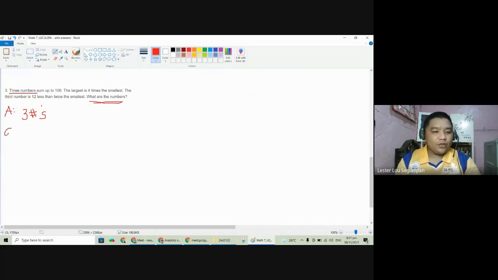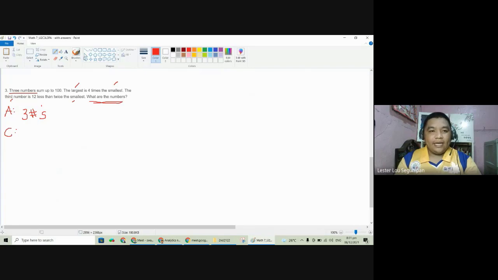Let's try to have our representation. Step C is considering. Looking at the problem here, the largest, take note there, we have here the term largest, is 4 times the smallest. So I am already given 2 different numbers. The third number is 12 less than the smallest. So we are given 3 different numbers and we need to represent them properly.